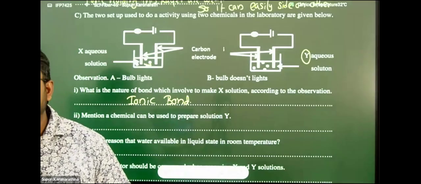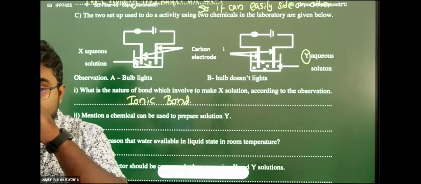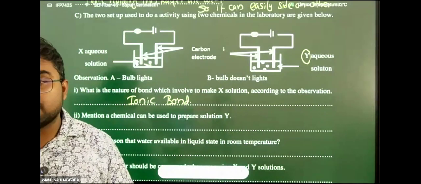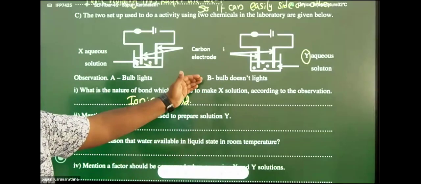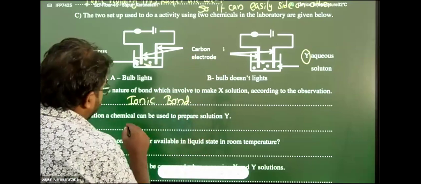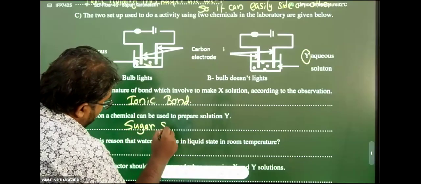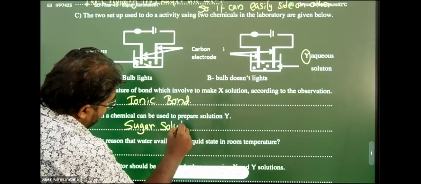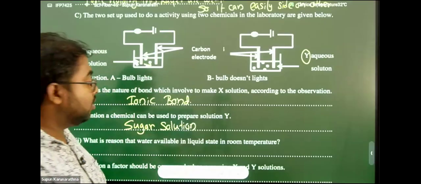Mention chemicals that can be used to prepare solution Y. Y is the solution that does not light up. So it is a covalent compound. You can use sugar solution. It does not conduct electricity. Also glucose solution.